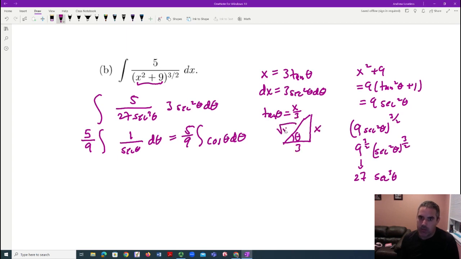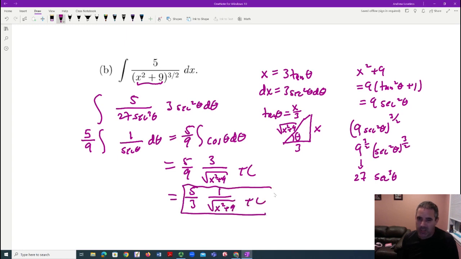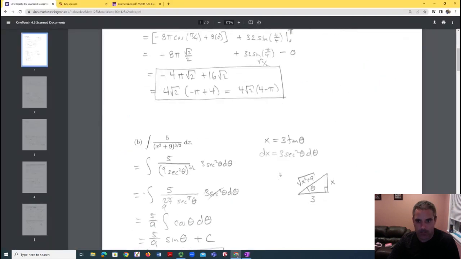That means this is the square root of x squared plus 9. And so you'd have 5 over 9, and then you need adjacent over hypotenuse. Now I'm not as picky about simplifying here, but you do have to write it this way. This is going to be 5/3, 1 over the square root of x squared plus 9 plus c. So to me, that's a very fast problem. It does require all those skills, but it's not one that we should be staring at a long time. Let's take a look how we do.